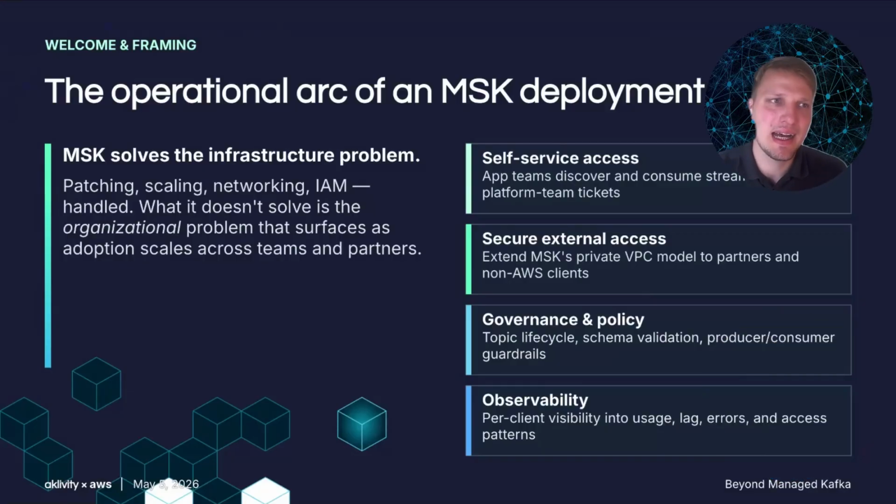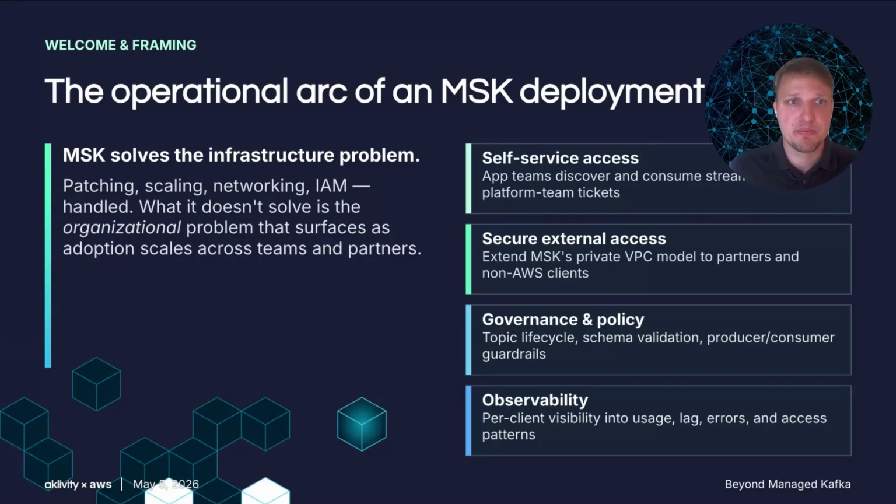Cool. So just a little bit of framing. Apache Kafka was released over 15 years ago, and it's been a key enabler for processing and taming real-time data. Born inside LinkedIn's data centers, it's historically been notoriously difficult to deploy and manage. And this is where managed Kafka services such as Amazon MSK come in. MSK removes the broker-level operational burden, so things like patching, scaling, networking, IAM. But while that solves the infrastructure problem, it doesn't solve the organizational problem.